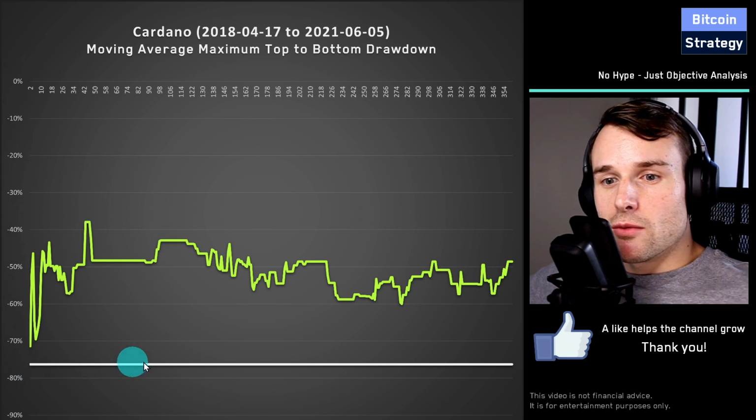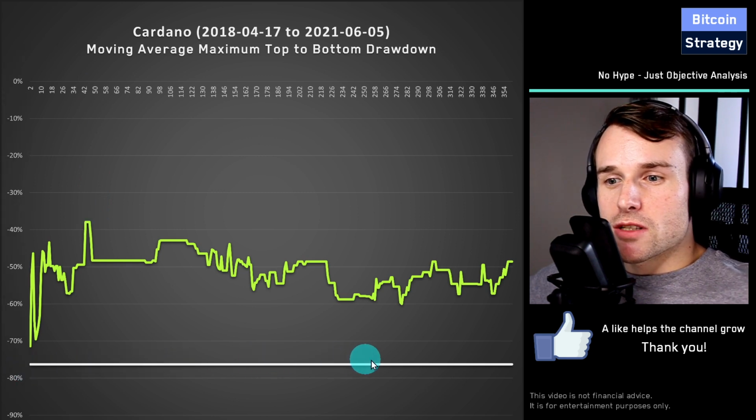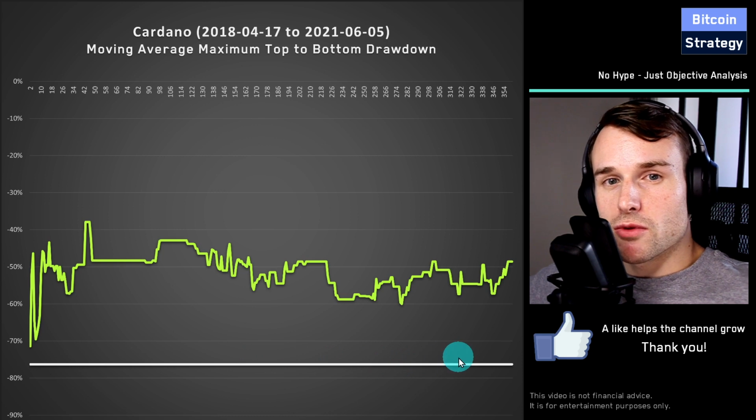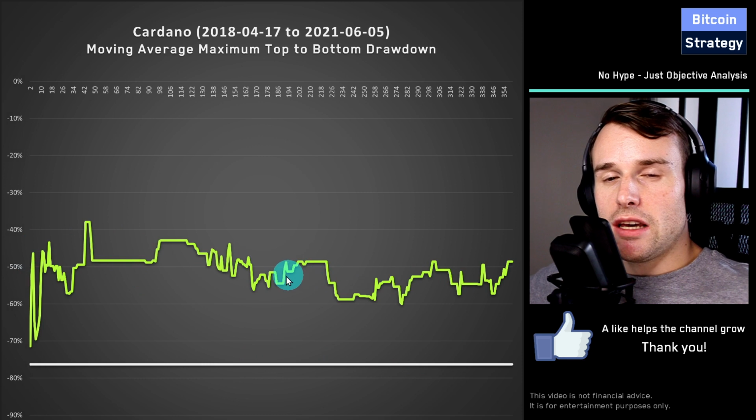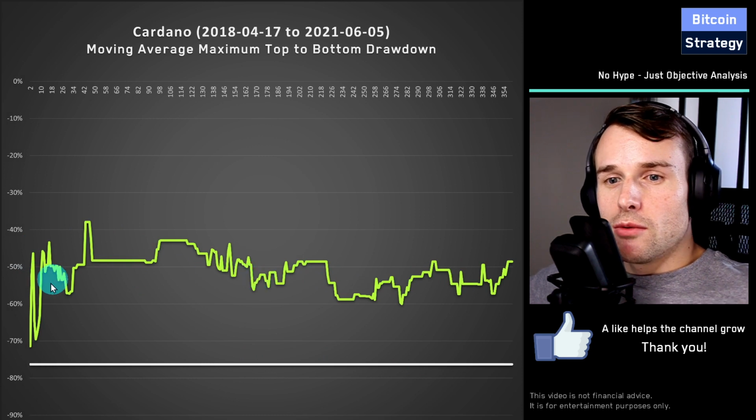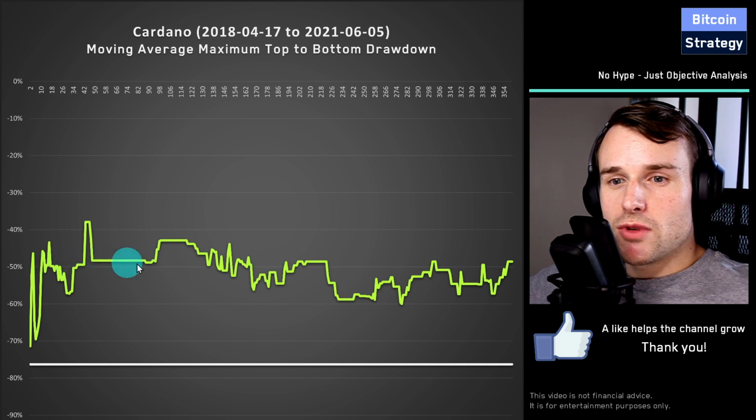Whereas here in white, we see how much we would have lost when we just buy and hold from top to bottom. So we can see that no matter what moving average we take here for trading Cardano, we would have in any case reduced our risk. In most of the cases, if we exit the market when the price falls below a moving average, we would have limited our risk somewhere between 50 to 60% from top to bottom.